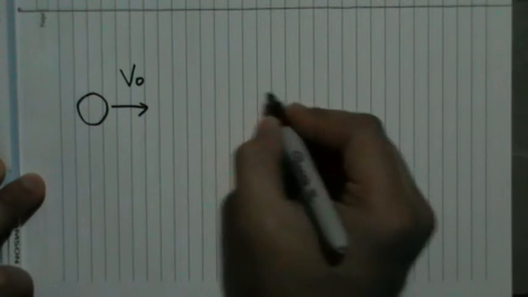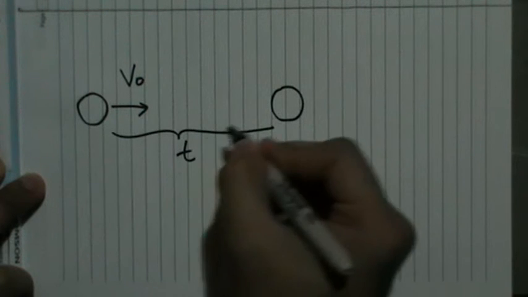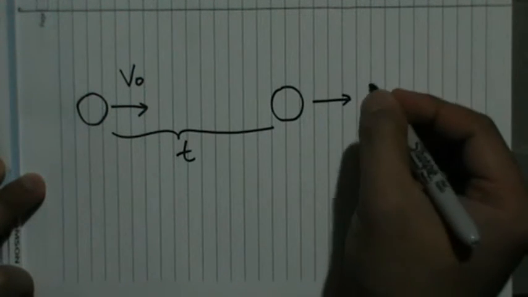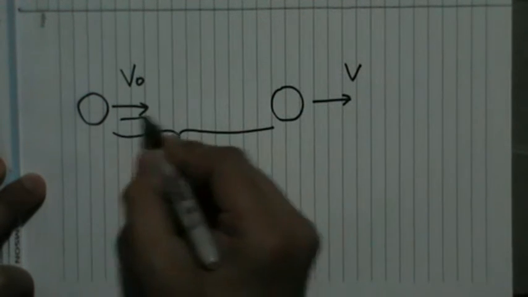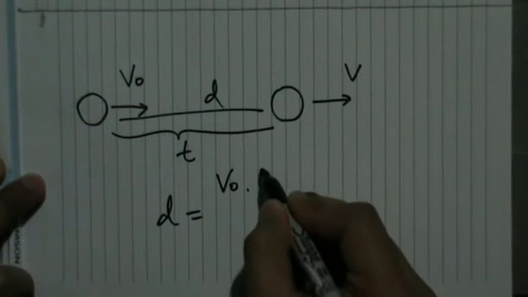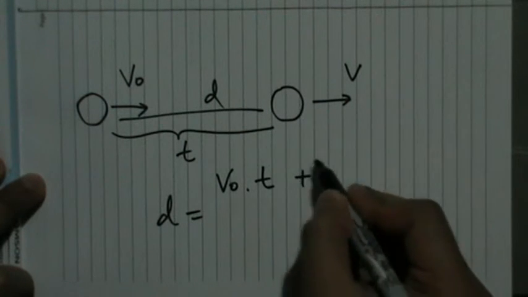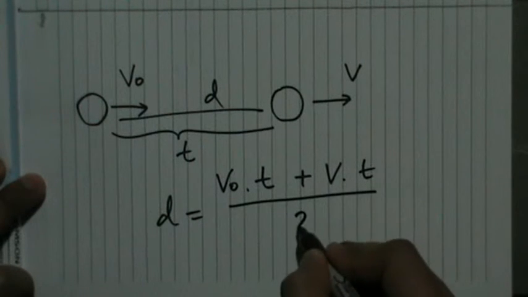So in general, if you have an object that has initial speed v0, and then after it moves t seconds, the speed becomes v, you can find that the distance traveled here is v0 times t plus v times t divided by 2.